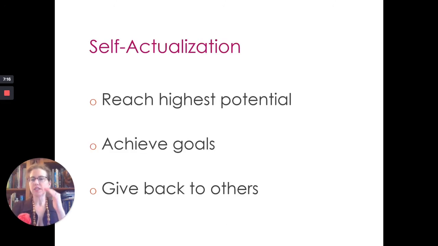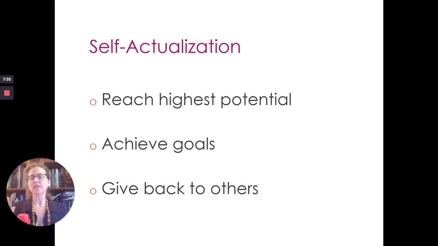So the final need at the top of that pyramid is self-actualization. This is the need where we want to give back to others. We feel like we've achieved some type of goal, we've reached some type of highest potential we have, and we want to give back.